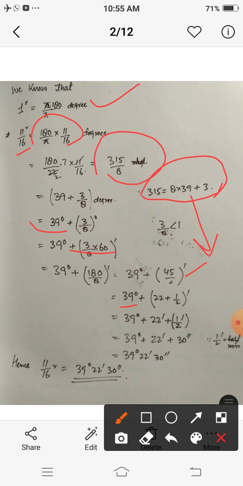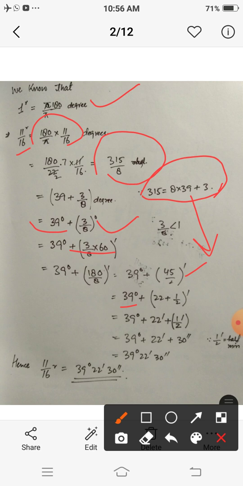Now 1 by 2 minute is less than 1 minute, so we have to convert this 1 by 2 minute into the seconds, because in this conversion we need the integral values, not the decimal values. Here 1 by 2 is a decimal value, like here it is 3 by 8 degrees, it is simply a decimal, so we have to convert these decimals into integral degrees, then into integral minutes, and then into integral seconds. We cannot write this as half minute or half degree or half second.